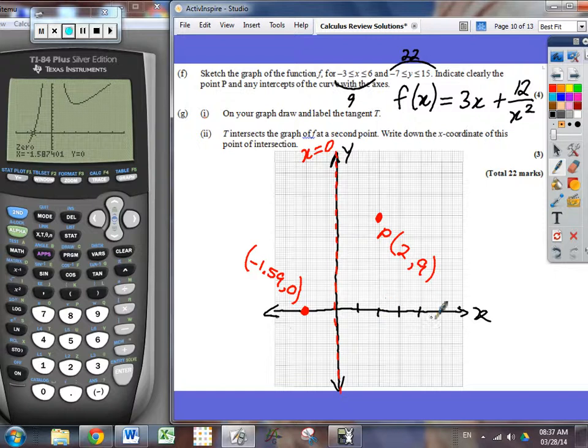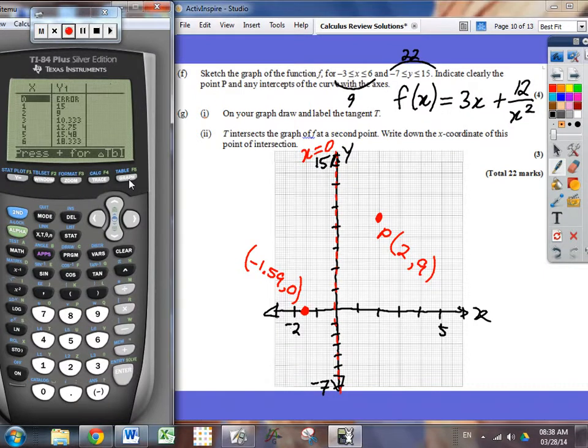1, 2, 3, 4, 5, 6, and -1, -2, -3, and on the y-axis, 1, 2, 3, 4, 5, 6, 7. So from -7 all the way up to 15, right? Anyway, I'm going to go to the table now, second graph, and I'll look at the table and I can put in a whole series of more accurate points. Okay, whenever I'm graphing, it's good to put in as accurate points as I possibly can.